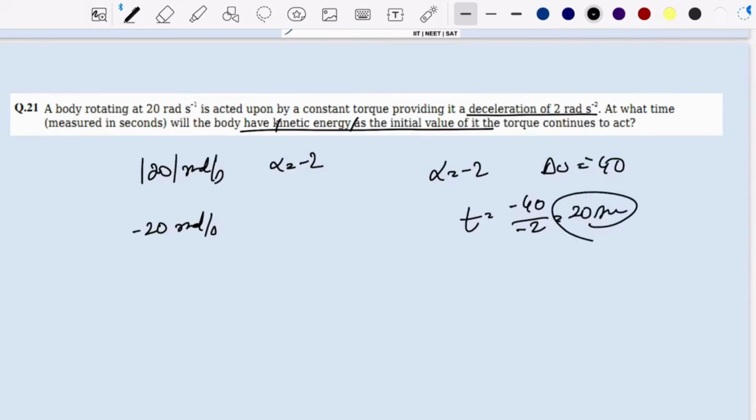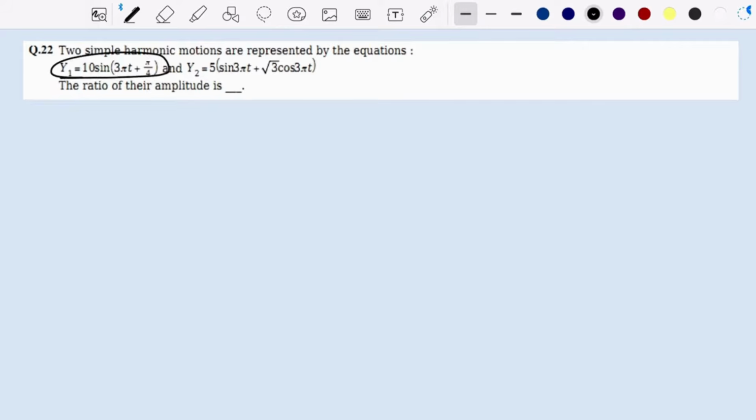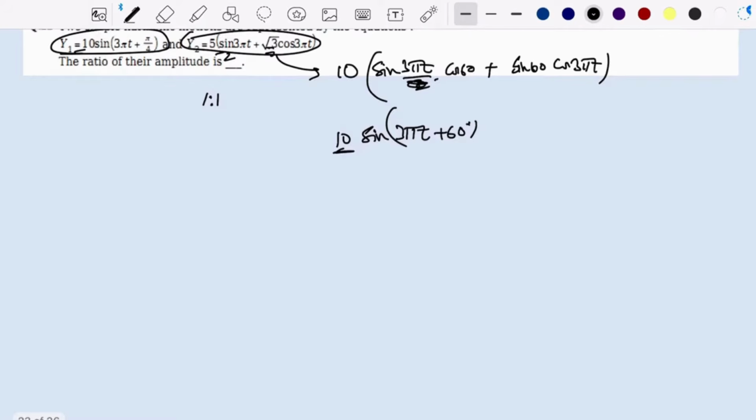Simple harmonic motion, one is 10 sin of 3 pi t plus pi by 4, and second one, if you simplify this, I'll divide by 2 inside and multiply by 2 outside. I'll end up getting 10 sin 3 pi t into cos 60 plus sin 60 into cos 3 pi t, which will end up becoming 10 sin of 3 pi t plus 60 degrees. So both of them are having same 10 as the amplitude. The ratio of amplitude is going to be 1:1. The phase difference: this one is 45 degrees, this one is 60 degrees. Phase difference is 15 degrees. Alright, and time period also you can find, omega is 3 pi. You can just play around with this question.